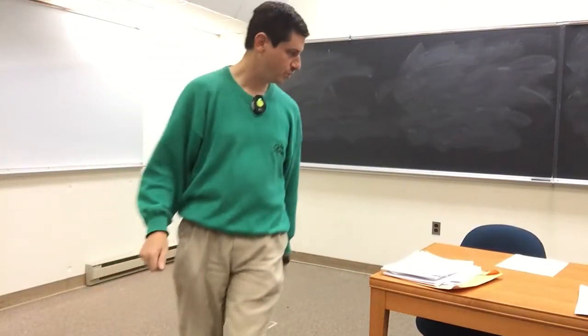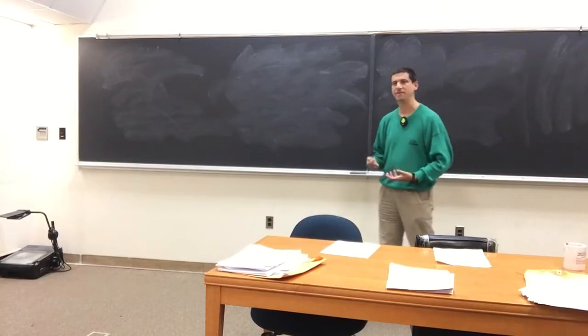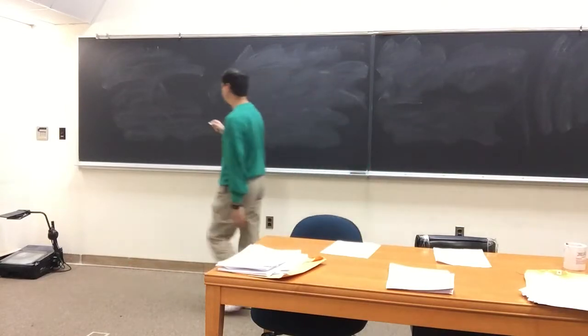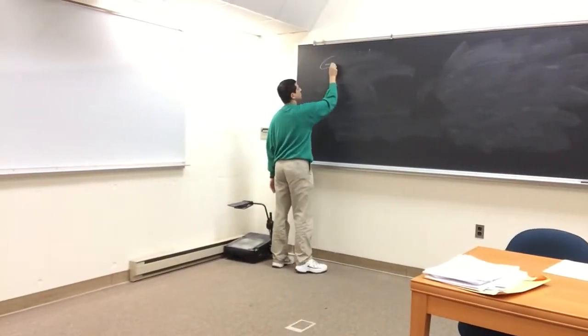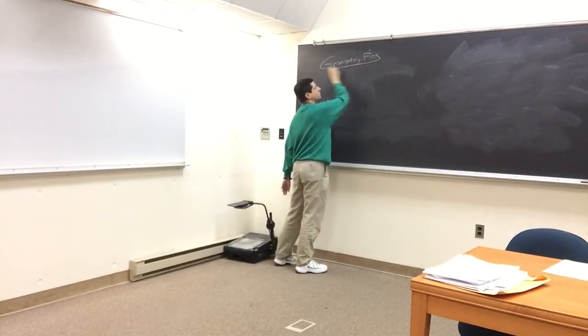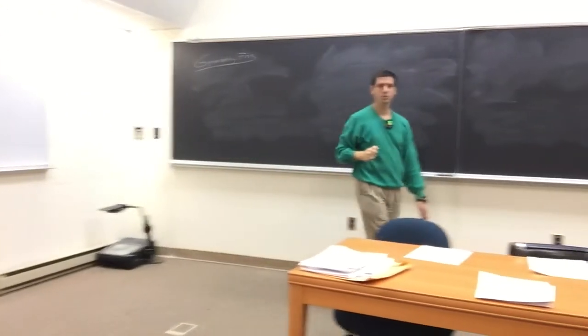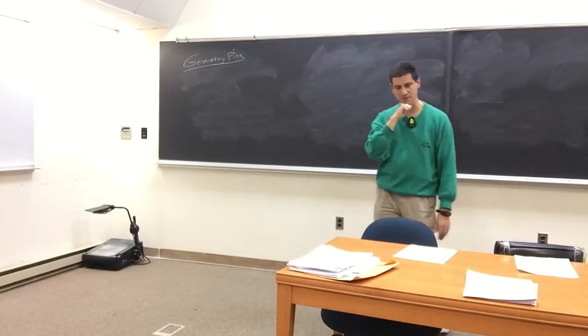All right, so this is lecture 29, or the 29th day. We are now shifting to our third and final major topic, generating functions. So we're going to use a lot of the stuff we've done in probability. The goal is to come up with a proof of the central limit theorem.